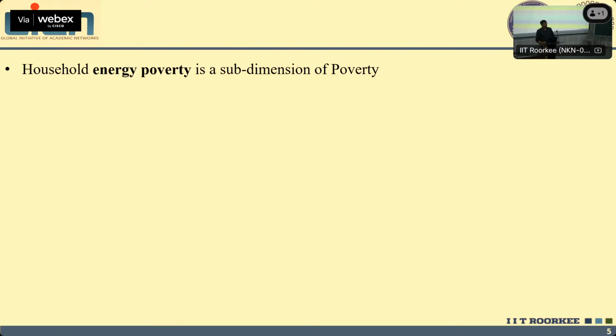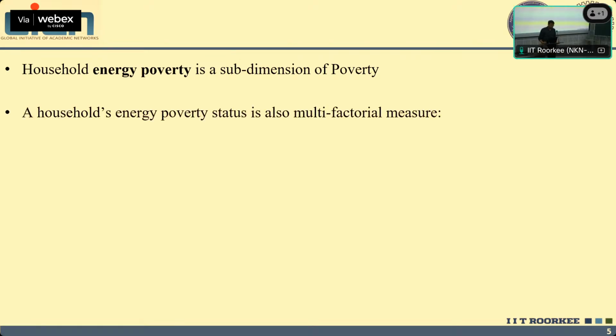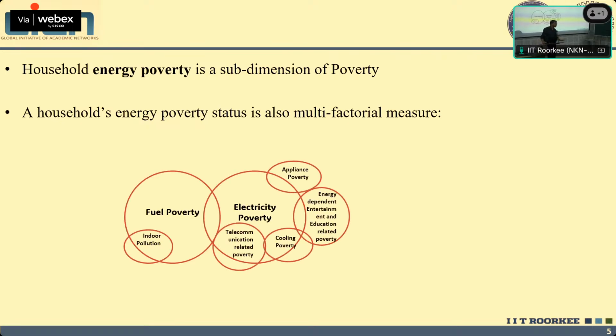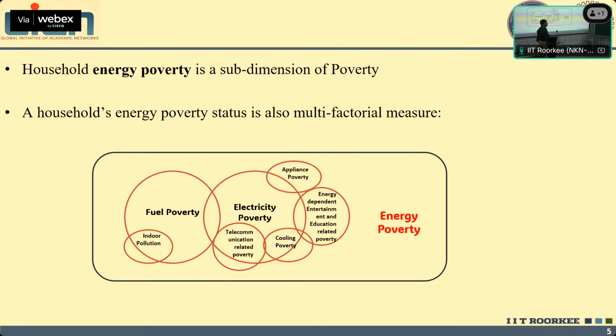Household energy poverty is one of the sub-dimensions of the indicators we mentioned. And household energy poverty status is also multifactorial, and there is a great deal of overlapping, as we all know that one is not independently defined. Hence, with the unidimensional approach we just say, yes, it largely covers the size of the bubble, which is actually explaining the role of that indicator or dimension.